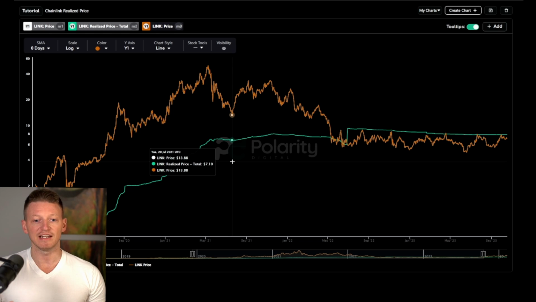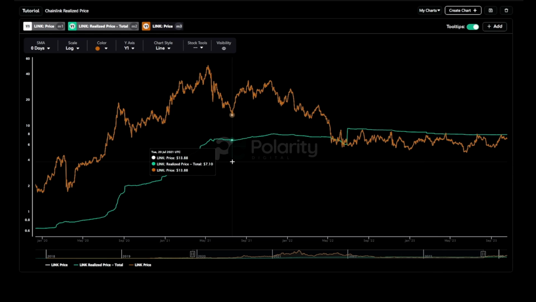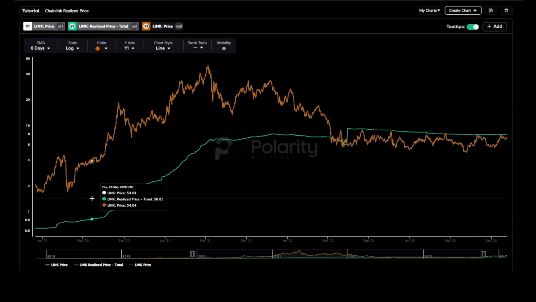And in fact, if you are in a bear market, what we find is that the realized price tends to be a strong resistance level. Just like, if you come down to it in a bull market, it tends to be a pretty strong support level. Now, I want to show you what happened.